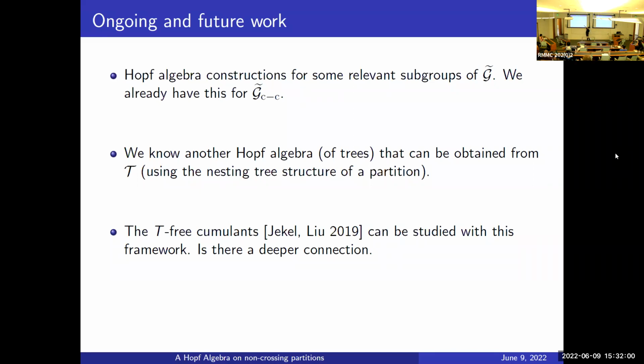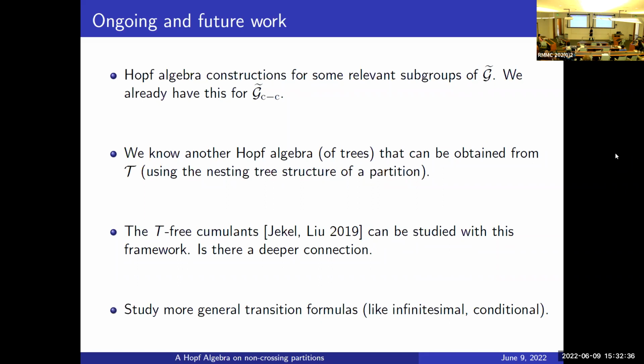In the same direction, there is this concept of T-free cumulants of Jekel and Liu, who use T-free independence to generalize Boolean, monotone, and free independence, and other things. They have T-free cumulants, and the transition between moments and T-free cumulants can also be captured with this Hopf algebra structure, with this group. I'm working on understanding this framework better and seeing if I can say something interesting.